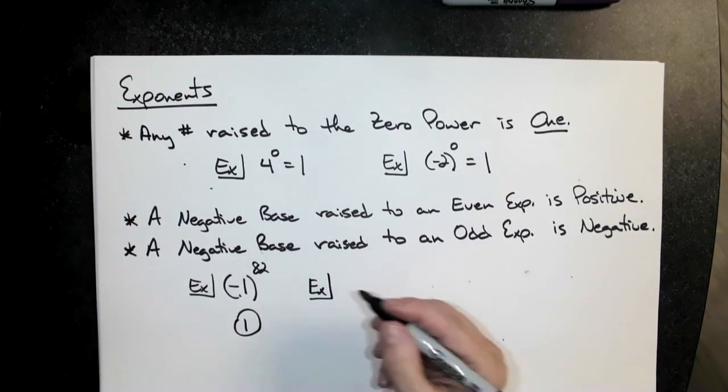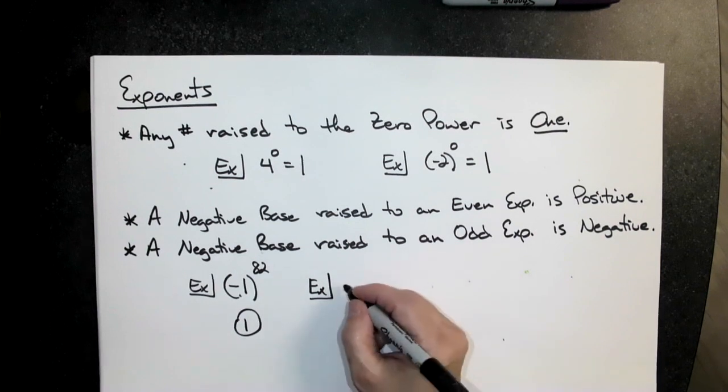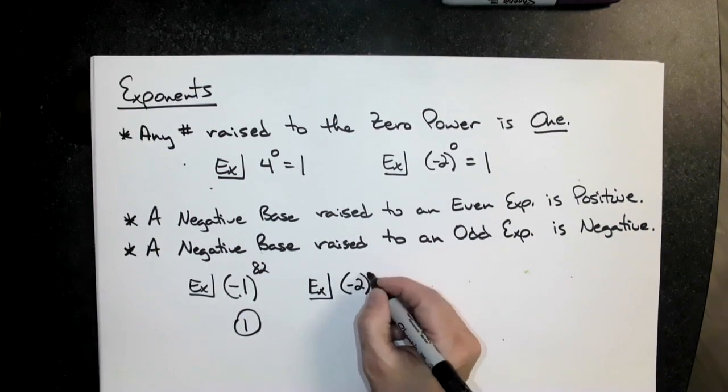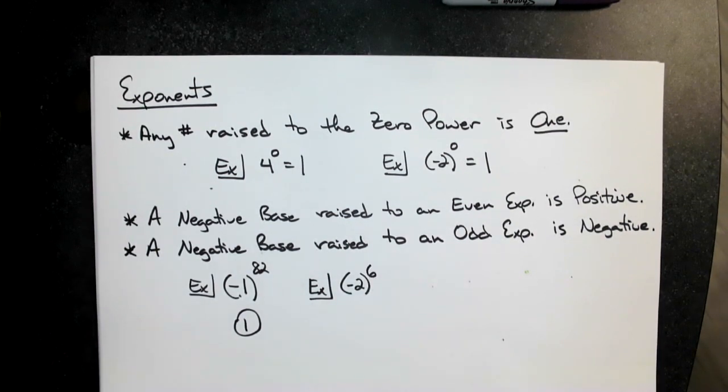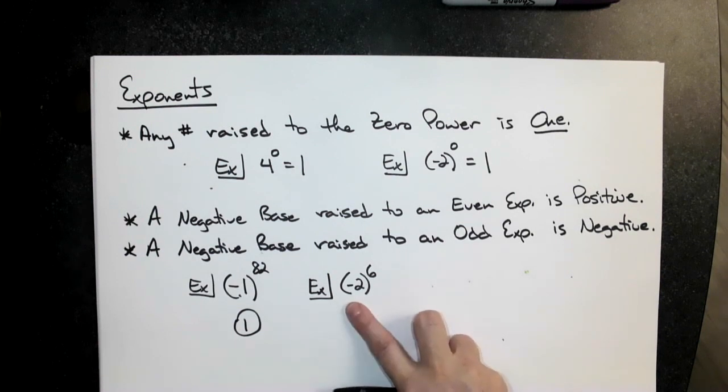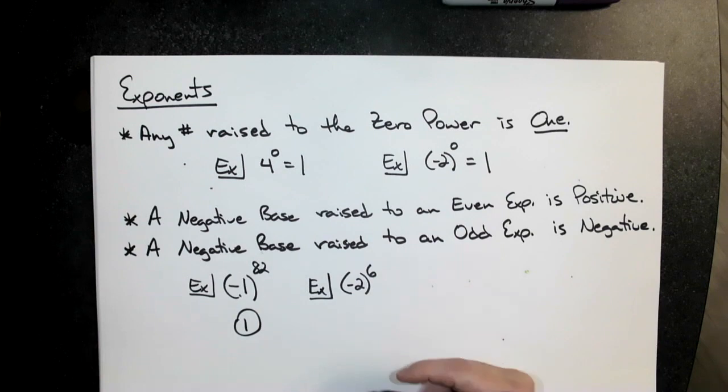If it was some number other than 1, say -2 to the 6th, technically you would be doing -2 times -2 times -2 times -2, and you could work it out, you know, left to right, doing all that. Or you could just do 2 to the 6th, know that's 64, and because it's negative here and even, then I know it's got to be a positive 64.